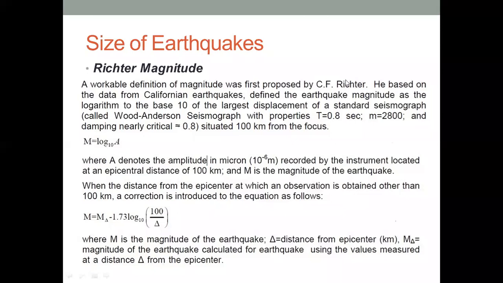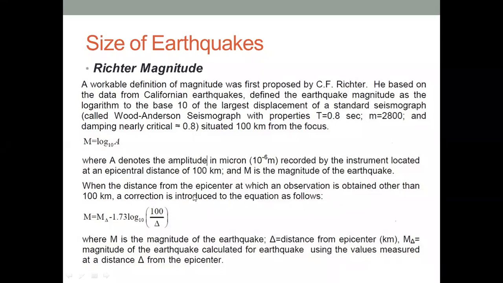But this is suitable only for a time period of 0.8 second and for a station which is situated within 100 kilometer from the focus, or what is called the epicenter. So for such places only is this formula applicable.